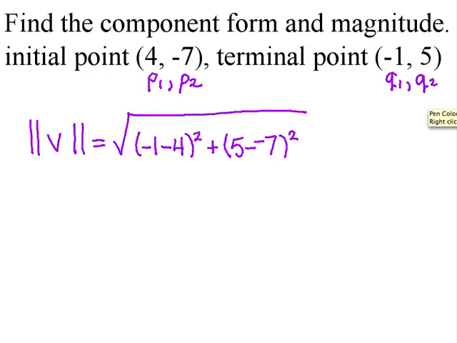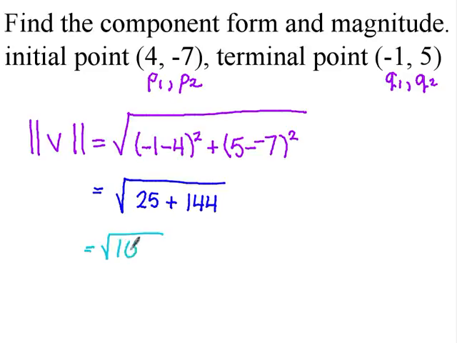If you get stuck, you're subtracting your x's and then subtracting your y's. That's it. So the square root of negative 5 squared, which is 25, plus 12 squared, which is 144. The square root of 25 plus 144 is the square root of 169. What's the square root of 169? 13. So that is the magnitude. That's it. Think you can handle that?